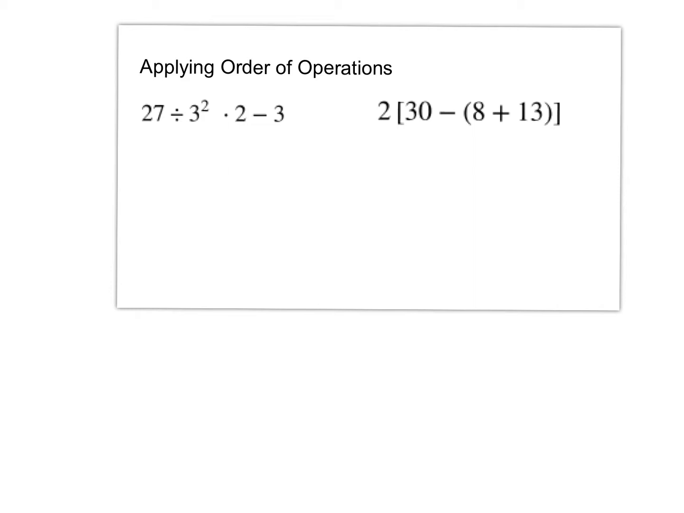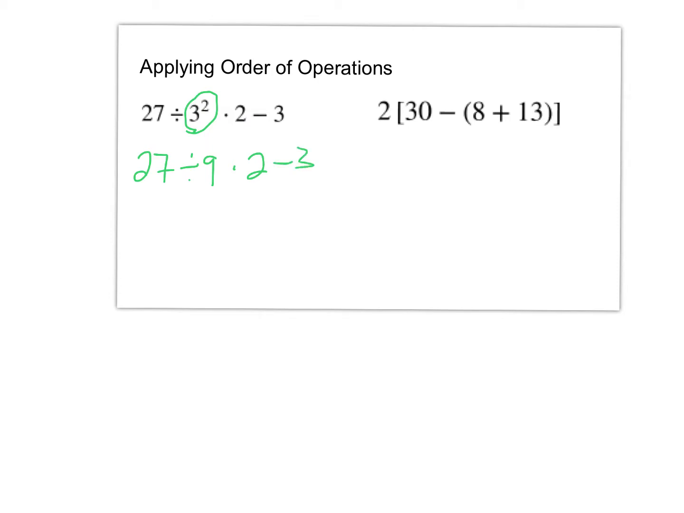Okay. So, order of operations. First thing we look for is parentheses. Are there any parentheses in this first problem? No. So now we go to exponent. And I see an exponent right here. So we evaluate that first. So 27 divided by 9 times 2 minus 3.